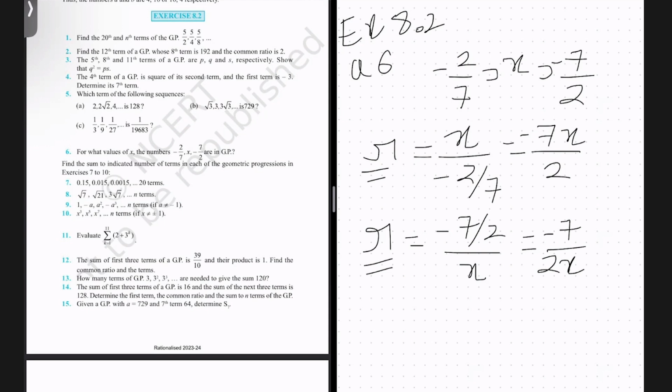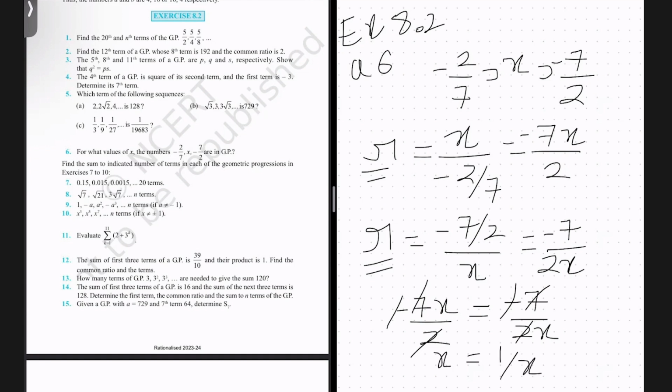So I'm just going to equate the common ratios, because I now have 2 different formulas for the common ratio. So minus 7x by 2 is equal to minus 7 by 2x, right? Minus gets cancelled, 7 gets cancelled, 2 and 2 get cancelled. What I finally have is 1x equal to 1 by x. Correct.